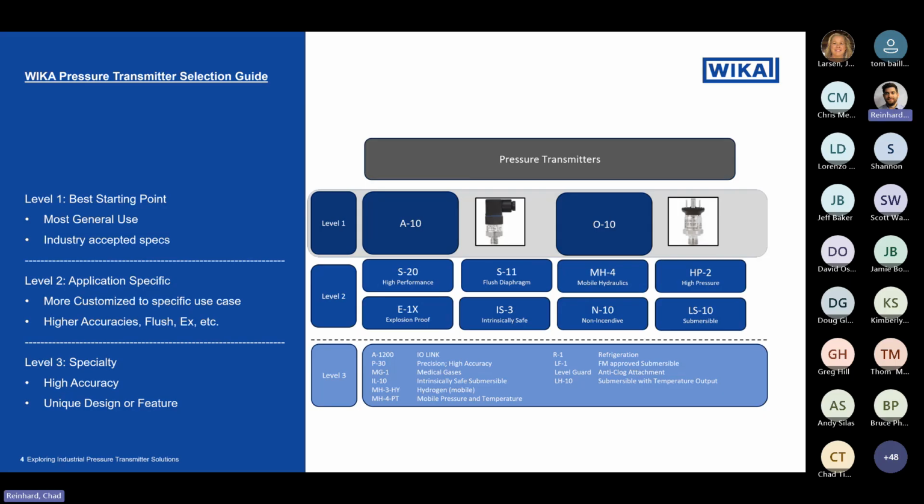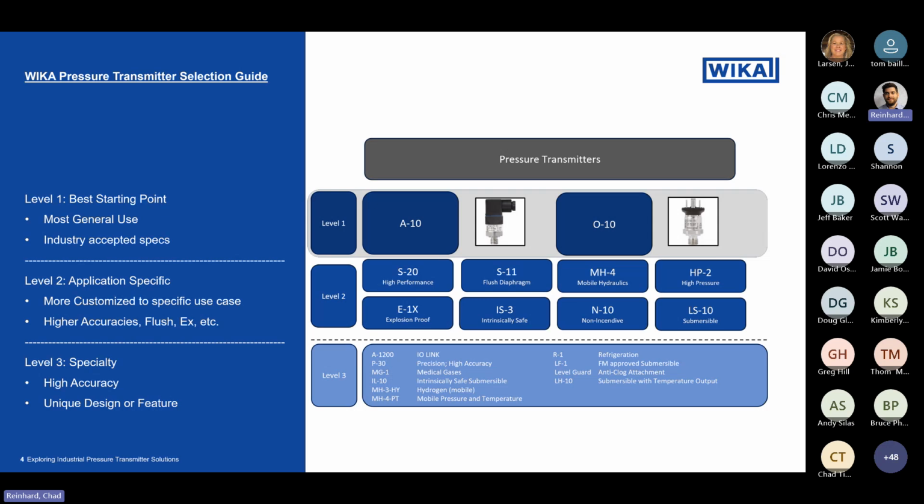Mobile hydraulics, pretty self-explanatory. This MH4 is the lead product that gets put into any hydraulic applications. HP2 is a very high pressure device, so you start to see how the naming convention here at WIKA works. HP, high pressure, goes up to 217,000 PSI, so super high pressure. Generally, applications such as water jet cutting need very high pressure.